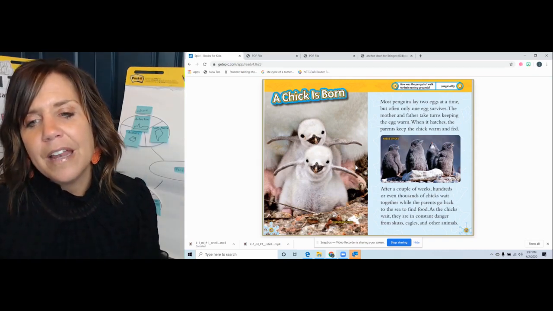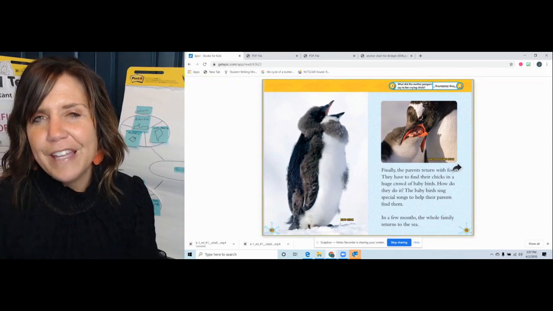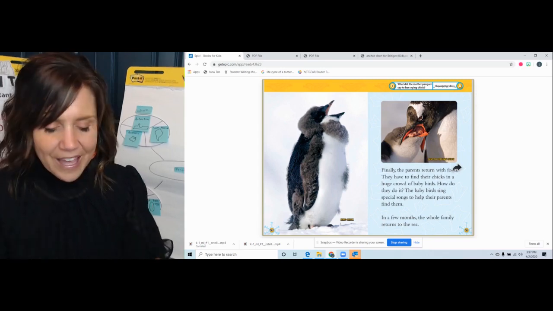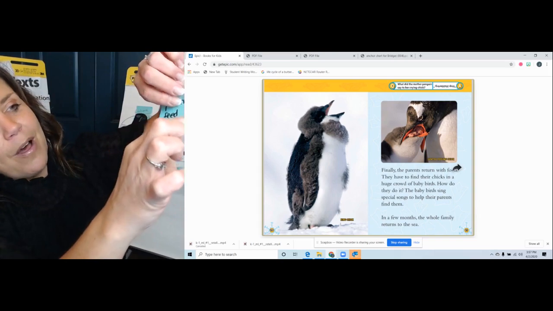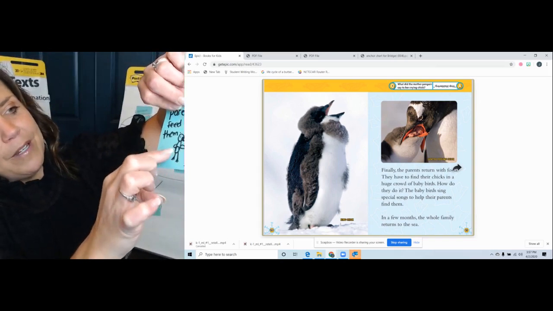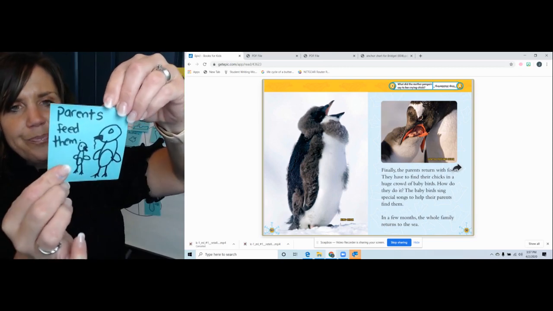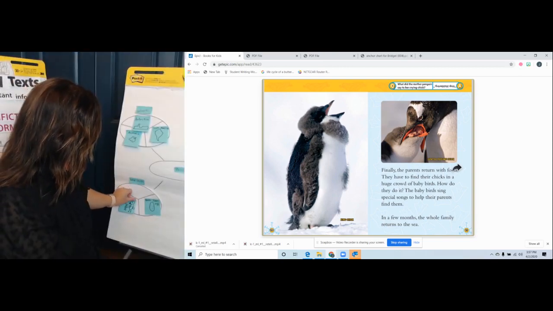Think about another fact that we talked about. You remember we talked about how the parents feed the baby penguins? Yeah, is that what you were thinking? I think that's what we said yesterday. And so I drew a picture of the mama penguin feeding the baby penguin, the chick, and then I wrote, parents feed them. See that? Parents feed them. So that's going to go on another section.